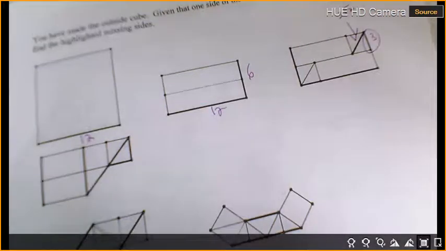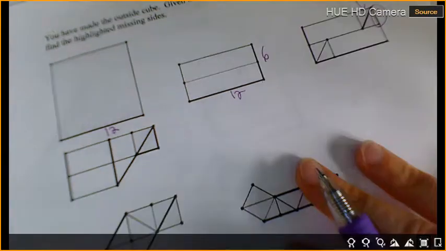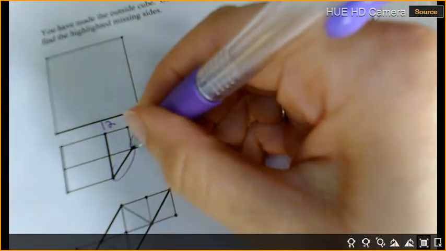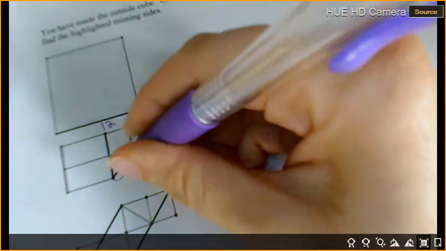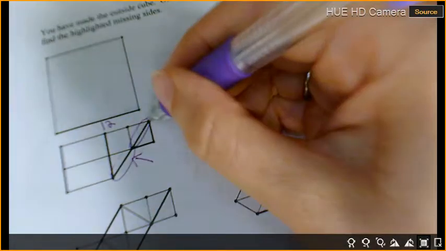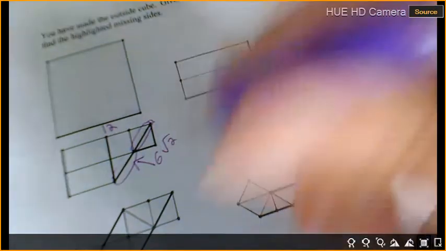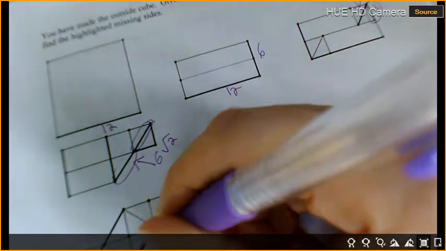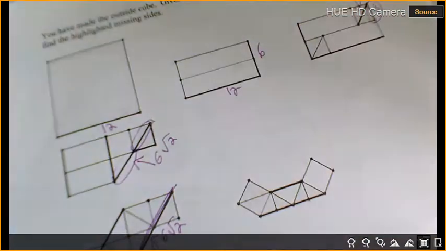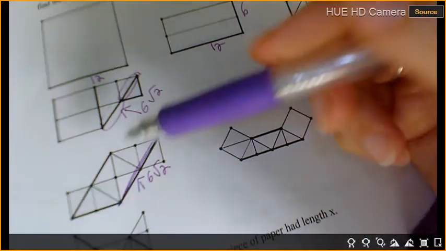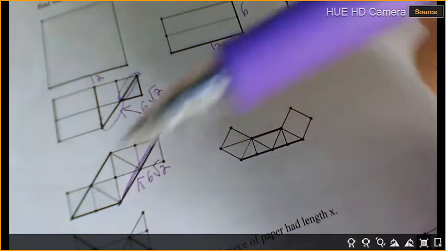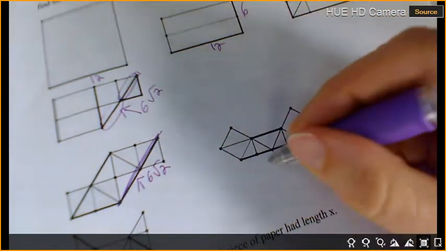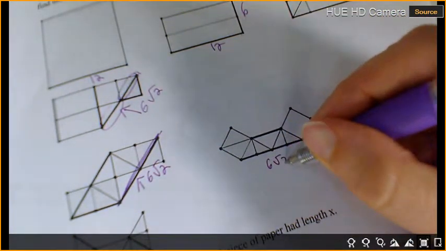Beautiful. Okay, so that's 3 square root 2, and there are 2 of those right here. So this would be what? Good, 6 square root 2. So that's the same length right here, from here to here. That's 6 square root 2. Okay, so when we fold this, this is kind of hard to see, but this whole length is right here on the bottom. So this is 6 square root 2. Okay?